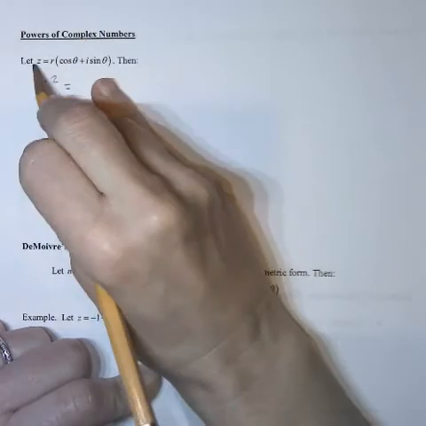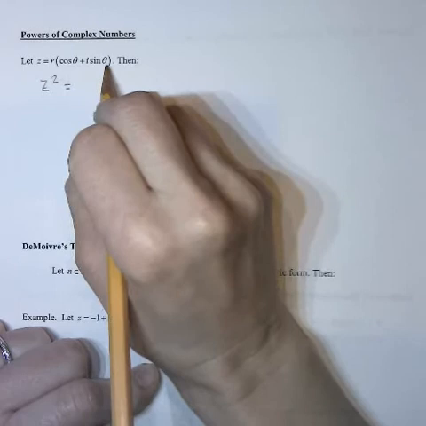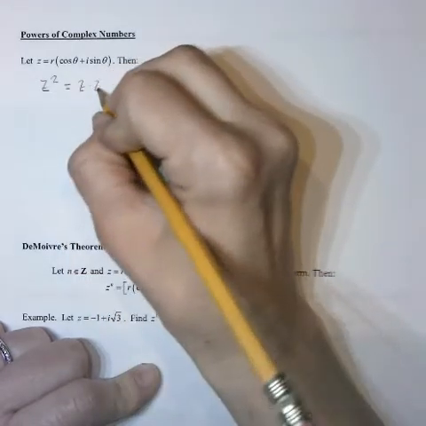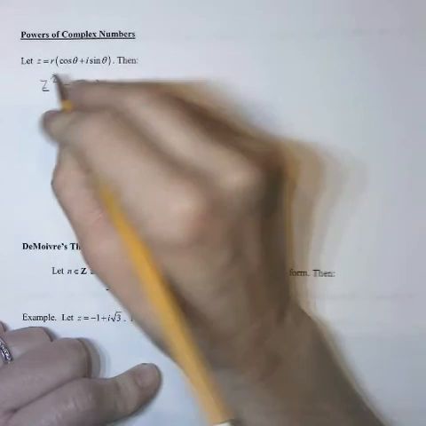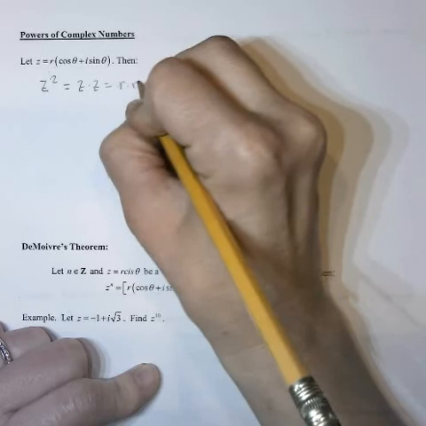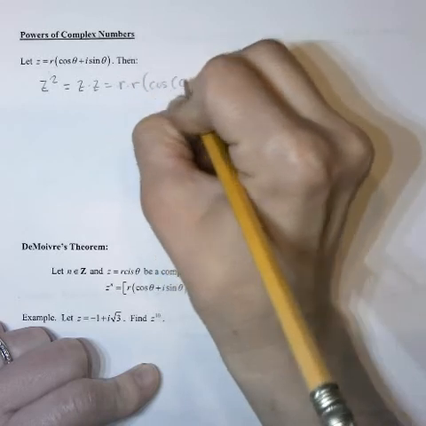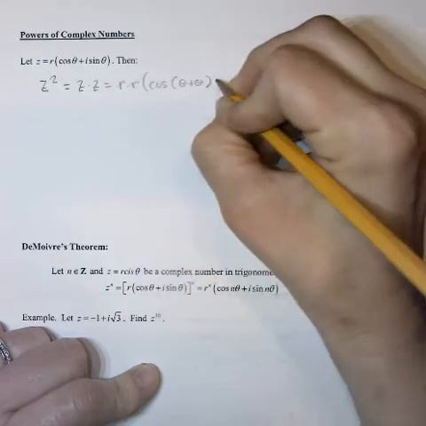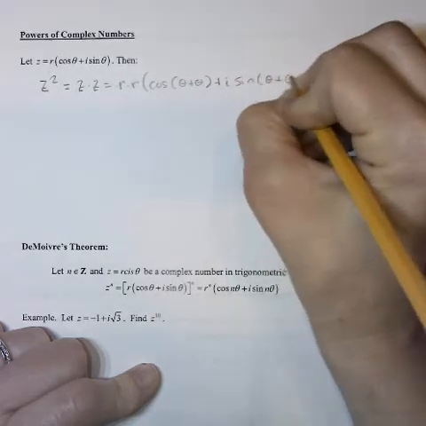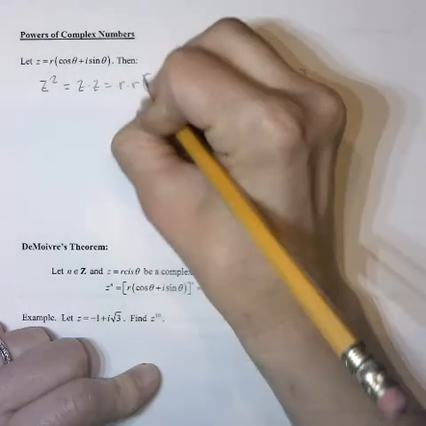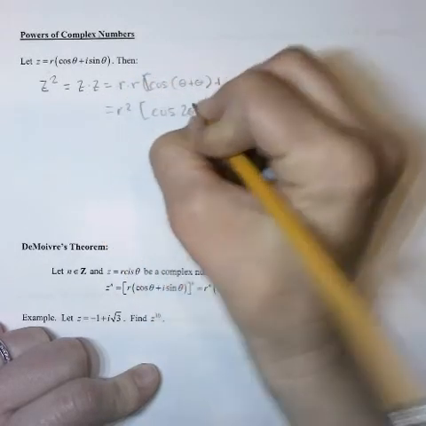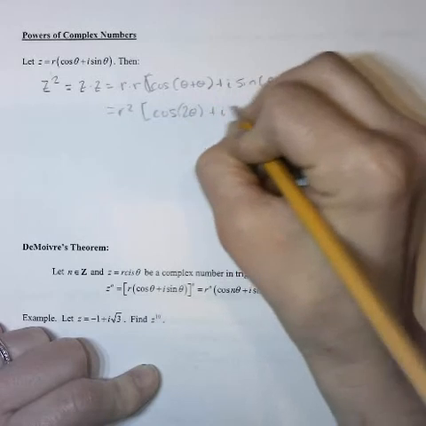If we have z in polar form, then we're taking z times z, of course. So we can just use our formula for multiplication to show that this would be r times the cosine of theta plus theta, plus i times the sine of theta plus theta. So r squared cosine 2 theta plus i sine 2 theta.